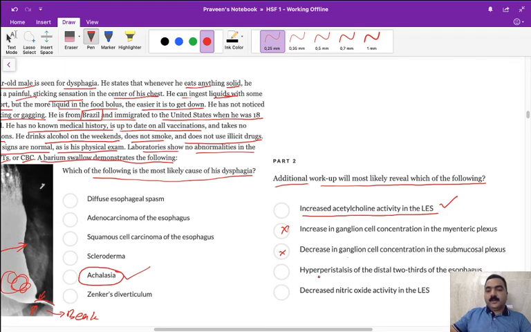Now, hyperperistalsis of the distal two-thirds of the esophagus. Hyperperistalsis means it will become easy for the food to move, so that is not the cause. Now, this one, decreased nitric oxide activity in the lower esophageal sphincter. This is also true. What is happening? The decreased nitric oxide activity is from the inhibitory neuron.